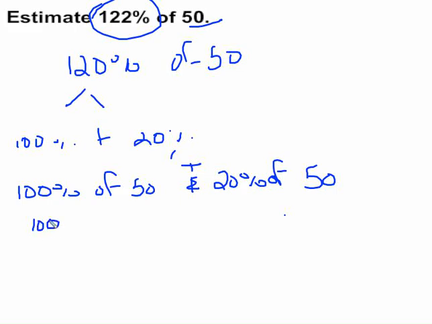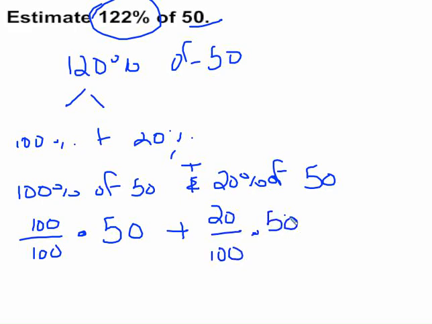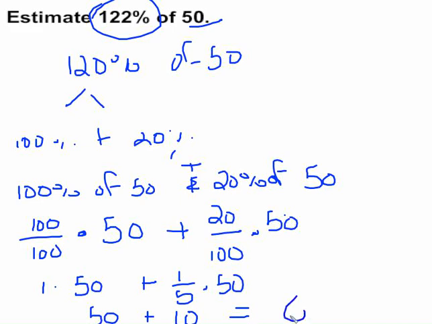So 100% of 50 is going to be 100 out of 100 multiplied by 50. 20% of 50, that's 20 out of 100 multiplied by 50. So that's going to be 1 times 50 plus 1/5 times 50. Well, that's just going to be 50 plus 1/5 times 50, that's going to be 50 over 5. That's just going to be 10. So we know that that's equal to 60. So 122% of 50 approximately is equal to 60.